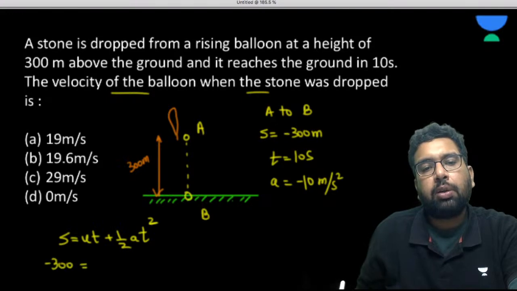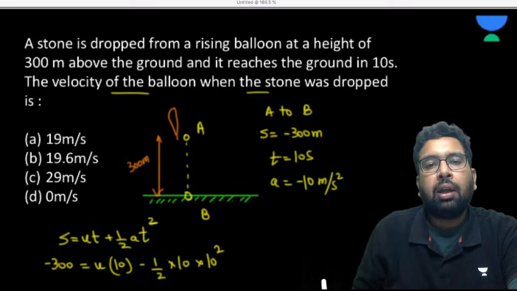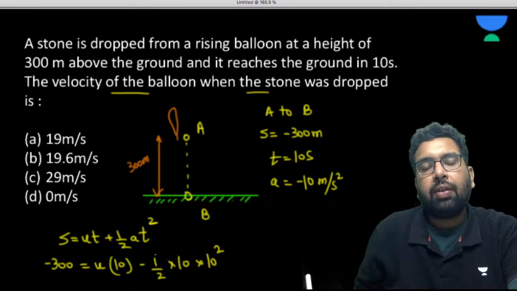This is going to be u, the time is 10 second, and this is going to be minus one half into 10 into 10 square. We have considered g as 10, although it has to be 9.81. So g is 9.81 basically.